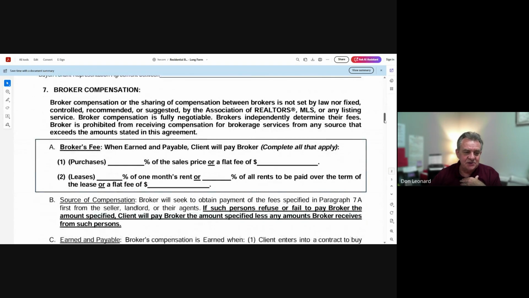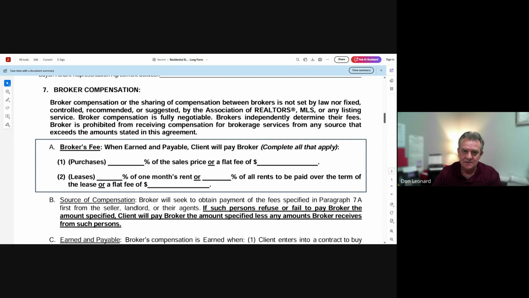Broker compensation. This one has been a tough one, especially when you don't get it signed when you're supposed to get it signed. We get a lot of these where they put 0 in A. And why would they put 0 in broker's fees? Well, because I know the buyer's not paying it. We're already under contract. I know the seller's picking it up, so I can put 0 here.